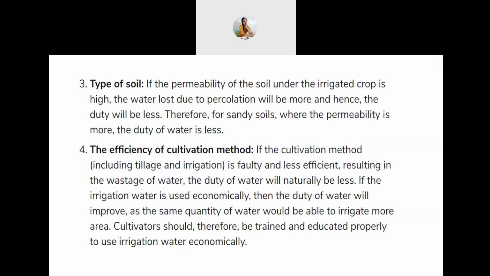The third point is type of soil. If the permeability of the soil under the irrigated crop is high, the water loss due to percolation will be more and hence the duty will be less. Therefore, for sandy soils where the permeability is more, the duty of water is less.